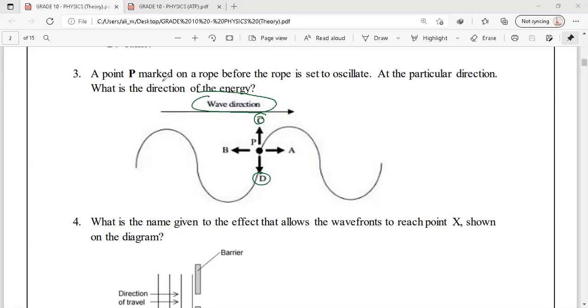But this question asks what the direction of the energy is. We know that a wave is a carrier of energy and energy is moving in the direction of the wave. The direction of the wave in this diagram is option A. So the correct answer is option A, that the energy is moving in the rightward direction, the same as the direction of the wave.